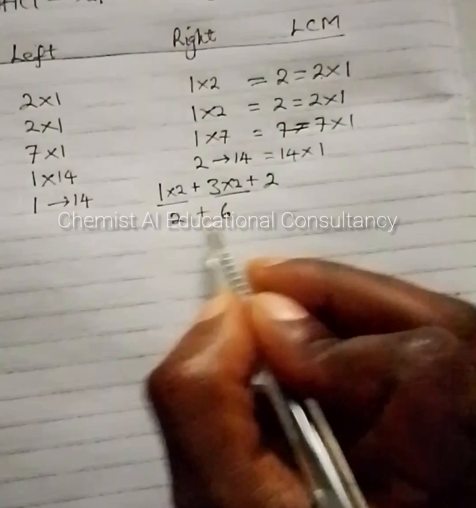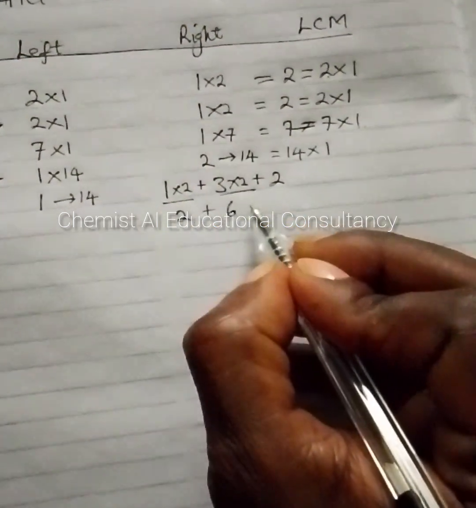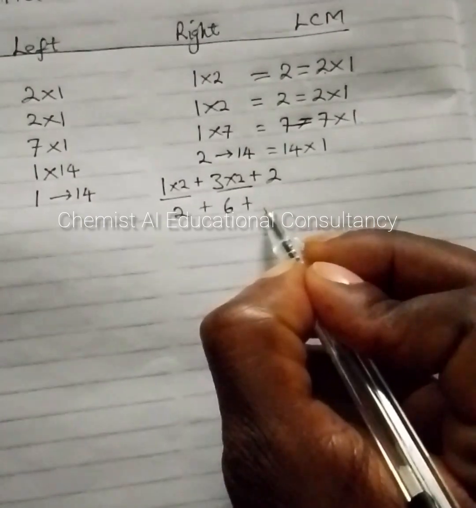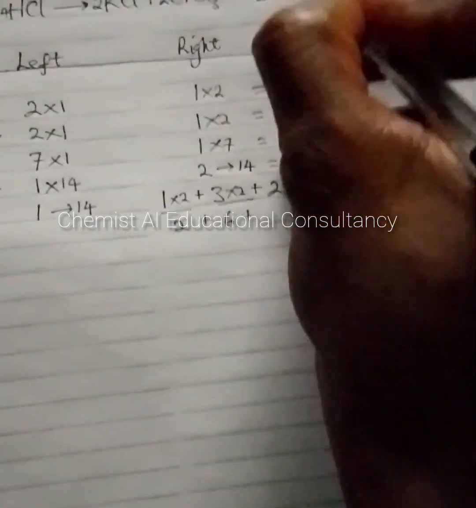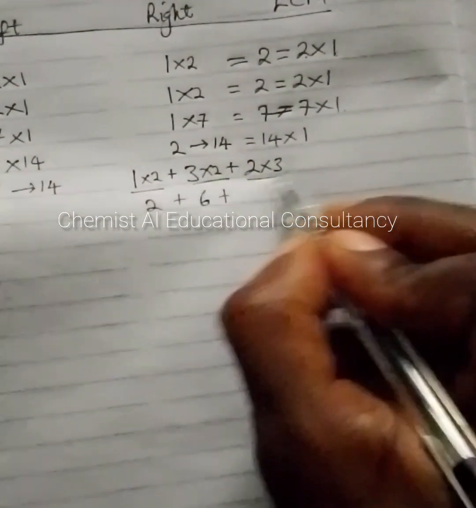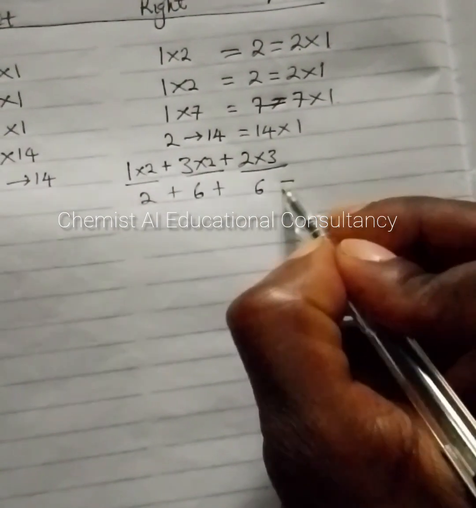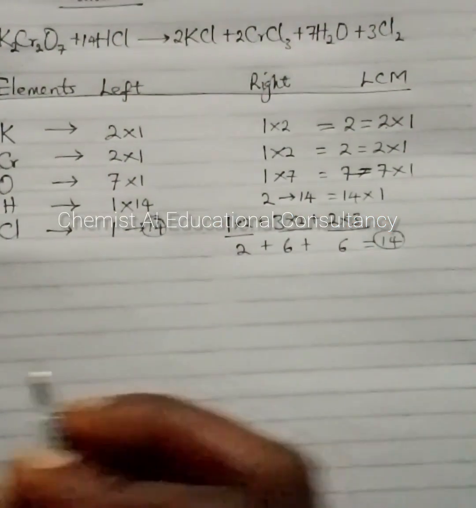We have gotten 2 plus 6, but the number at the left is 14. We have gotten 8 plus what will give you that 14. Therefore, we multiply this 2 by 3 and write 3 at the back of chlorine at the product, so that 2 plus 6 plus 6 will give you 14, as it is also 14 at the left. And this balances chlorine. If you check the equation, you will see that it is already balanced.